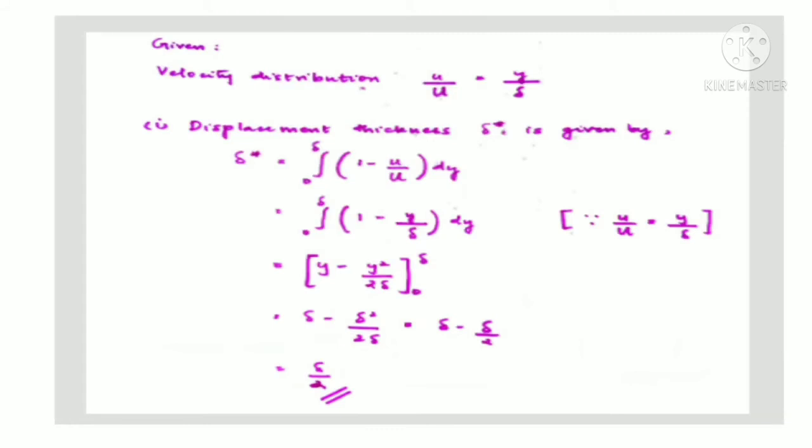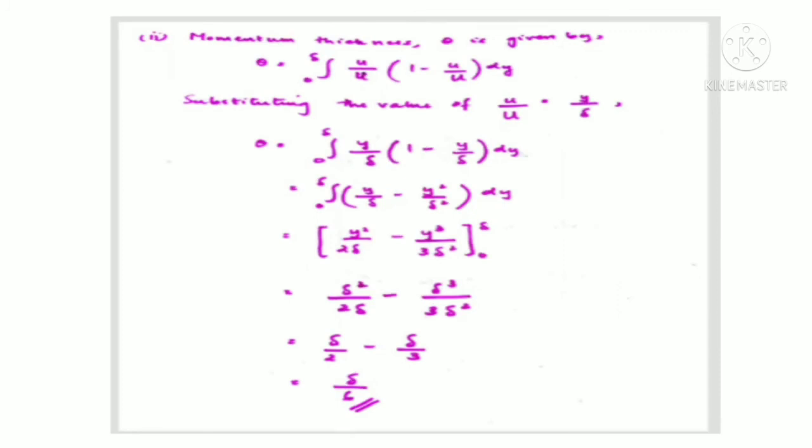It is given in the question that small u by capital U equal to y by delta. The first thing that we have to find is the displacement thickness delta star. It is given by the equation integral 0 to delta of 1 minus small u by capital U dy. Here we know that small u by capital U equal to y by delta. Substituting that into the equation, we have delta star equal to integral 0 to delta of 1 minus y by delta dy. Integrating, we have y minus y square by 2 delta from 0 to delta. Solving that, we get delta by 2 as the answer.